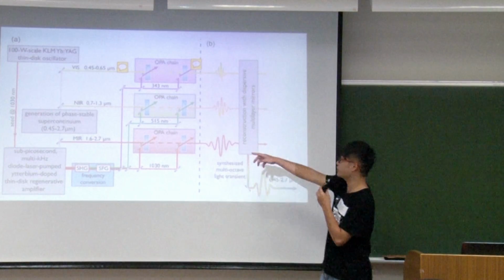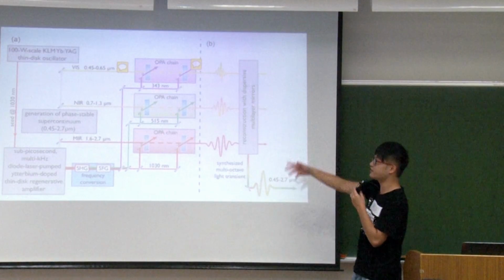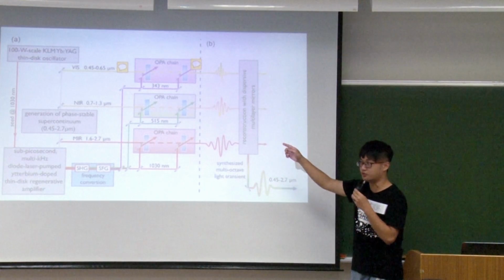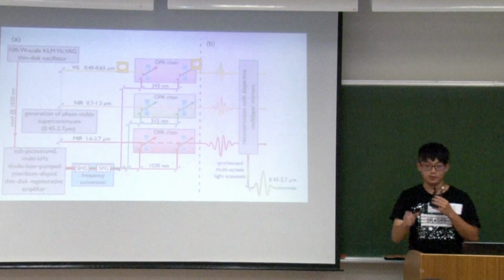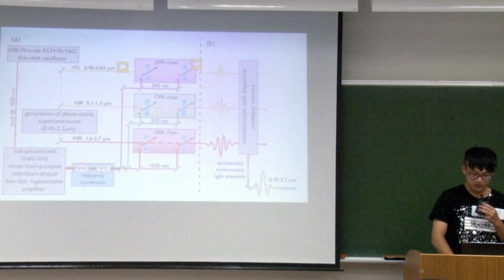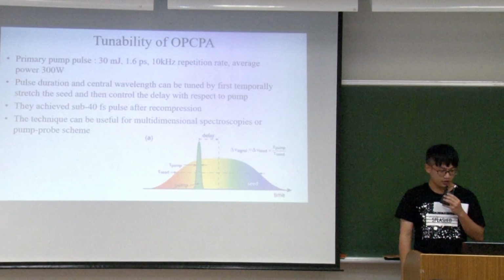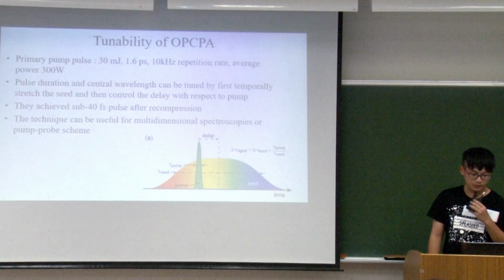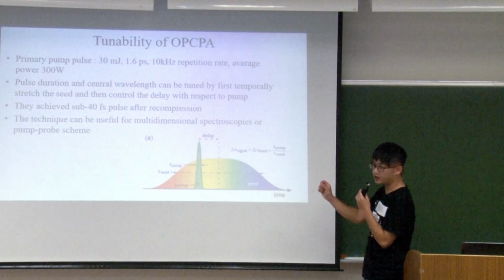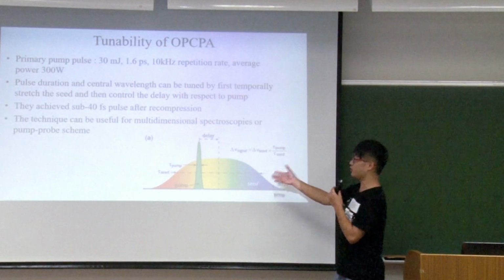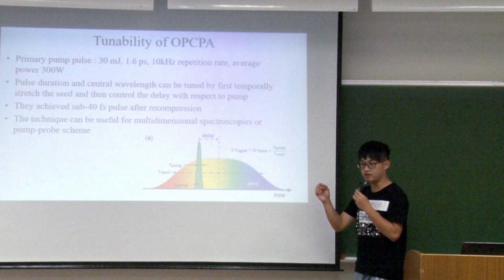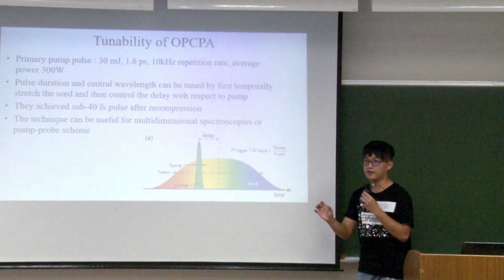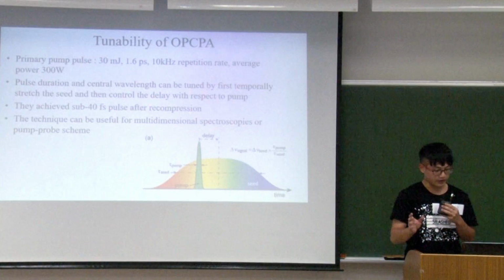And this is our setup. So you can see we have 3 OPA chains, and each chain corresponds to one part of our supercontinua. And as we mentioned before, OPCPAs are tunable because you can just change your delay, and then you can choose which part we're going to amplify. Just by using some simple time delay module, we can do that.